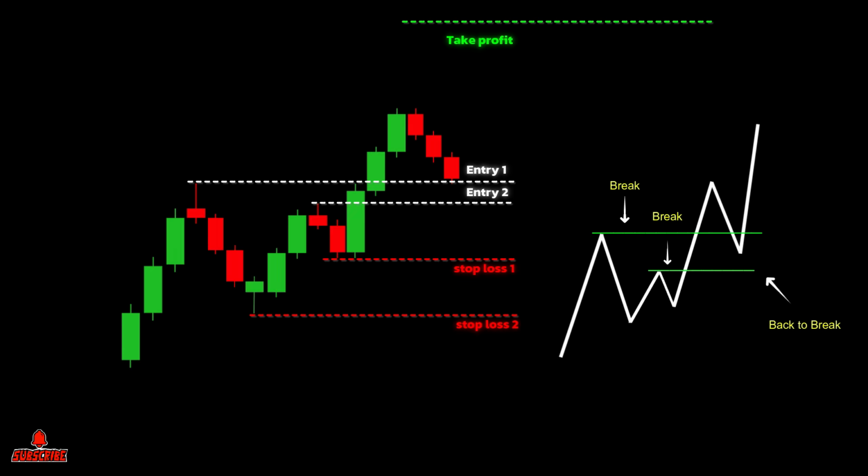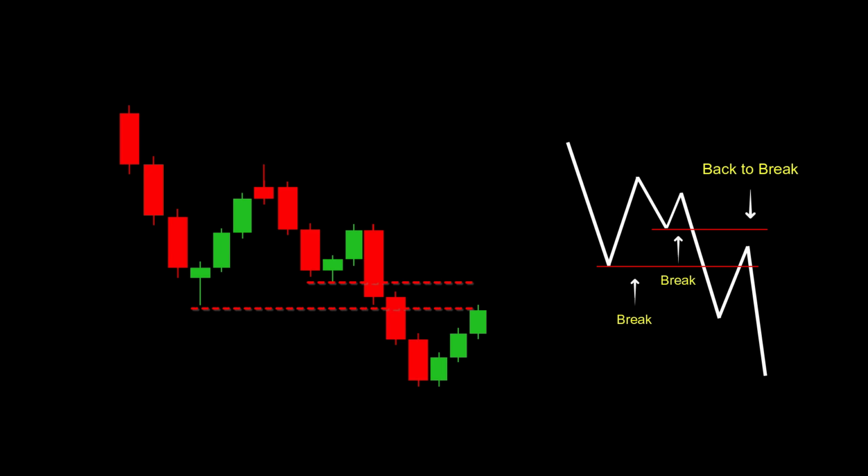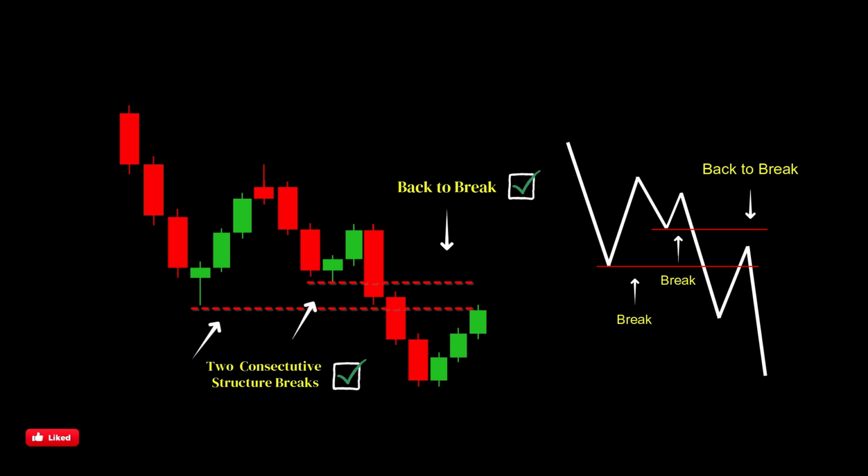Now let's look at the same model in a bearish structure and see how it actually forms. Just like in the bullish model, our main focus here is on consecutive breaks that happen in a fractal manner. After each break, price comes back to the previously broken area, and that's where the setup is formed. In fact, the logic behind the back-to-break model in a bearish structure is exactly the same as in a bullish one. The only difference is the direction of the market.